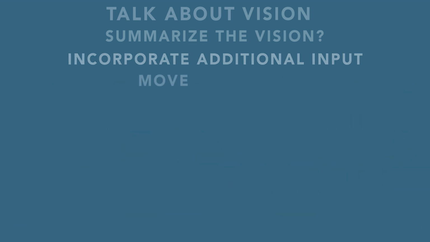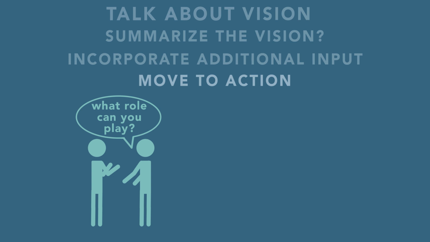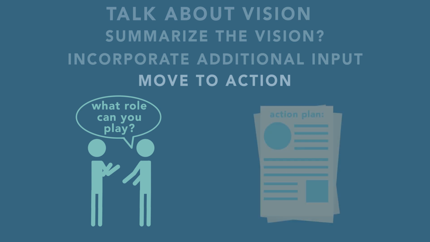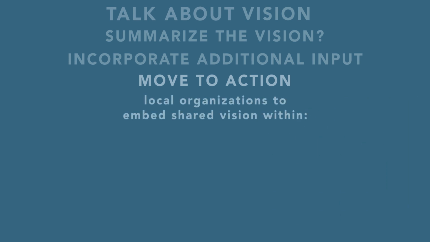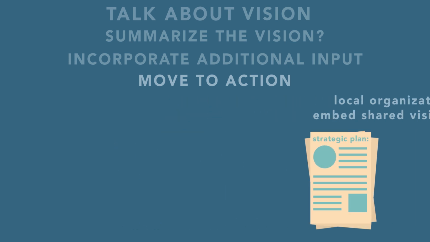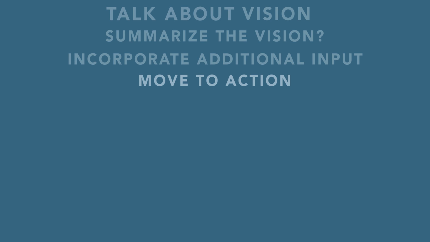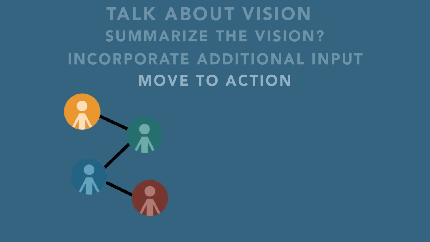Third, consider how you can use the vision to promote action. For example, as you talk with others in the community, ask them what role they could play in supporting the vision. Capture these ideas in an action plan, and follow up with these individuals to support their actions, and invite them to the upcoming action planning meetings. You can also talk with local organizations about how they can embed shared vision goals within their work, like adding the goals into their strategic plan and mission statements. To promote sustainability, consider what communication approaches can help to build local residents' public will and support for action around the shared vision.